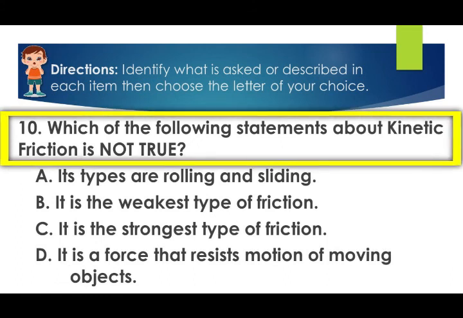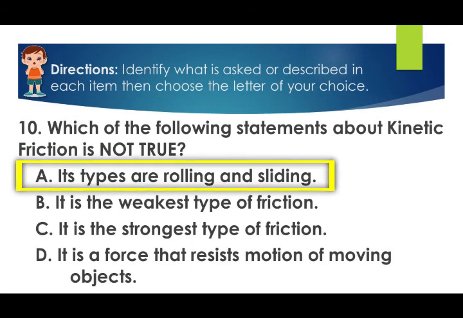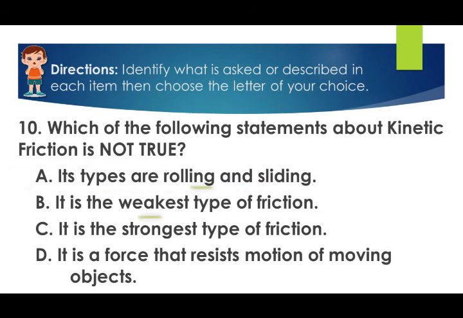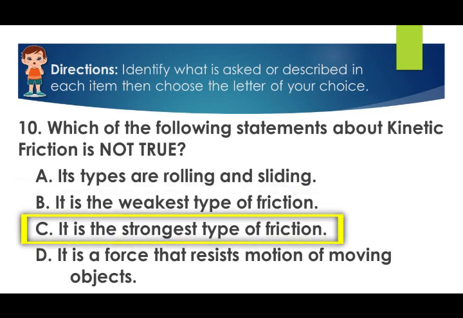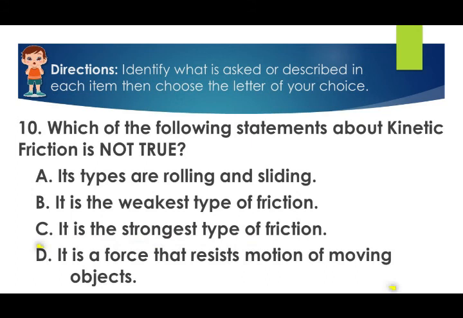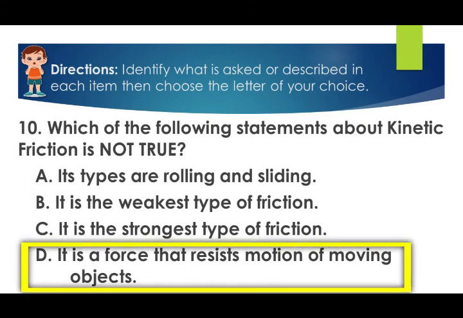Number 10. Which of the following statements about kinetic friction is not true? A. Its types are rolling and sliding. B. It is the weakest type of friction. C. It is the strongest type of friction. D. It is a force that resists motion of moving objects.